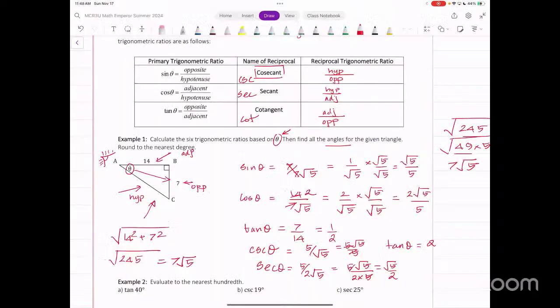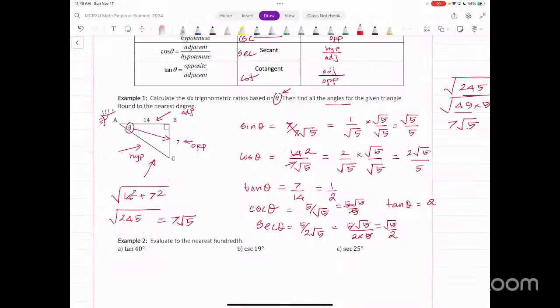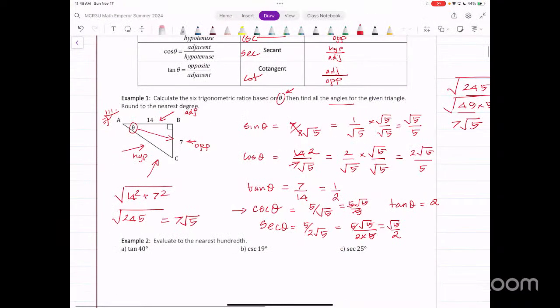So we talk about the reciprocal ratios. Basically, cosecant means the reciprocal of sine. You flip the ratio of sine. And secant means you flip the reciprocal of cos. And then cotangent of theta, you flip the reciprocal of tan, which is going to be 2. I didn't do that correctly. And then you guys say correct. Cotangent of theta is going to be 2. Make sense?